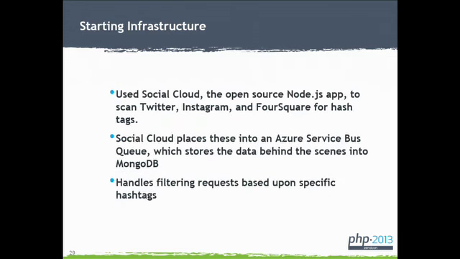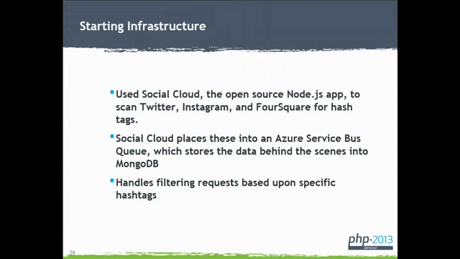So for the beginning of this, first of all, as Nick was talking about, we were using SocialCloud, the already open source Node.js app that was scanning Twitter and Foursquare and Instagram and all those for us. So we didn't have to worry about that. The fire hose was already being provided to us into an Azure Service Bus queue. And then behind the scenes, that was all being stored in MongoDB for us.